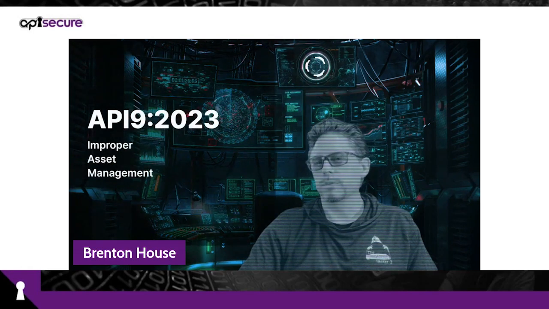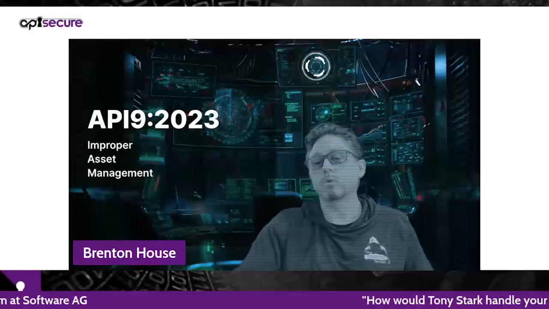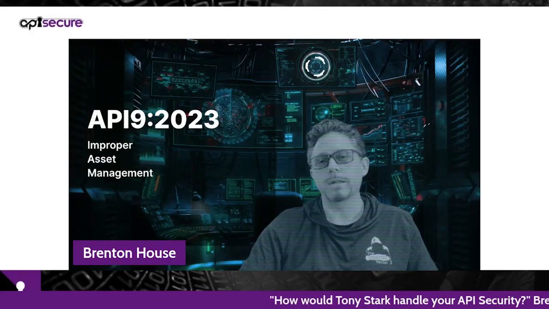All right, improper inventory management is the new version of the 2019 improper asset management. This entry emphasizes the need to document and inventory all of your APIs. As the API ecosystem grows and matures, there's a growing threat from shadow APIs, zombie APIs, and even old beta and test APIs. Make sure you know what APIs you have and that your documentation stays up to date.